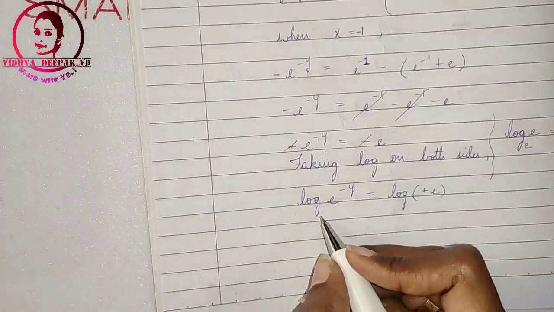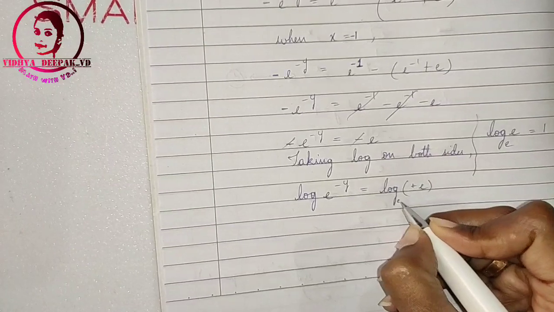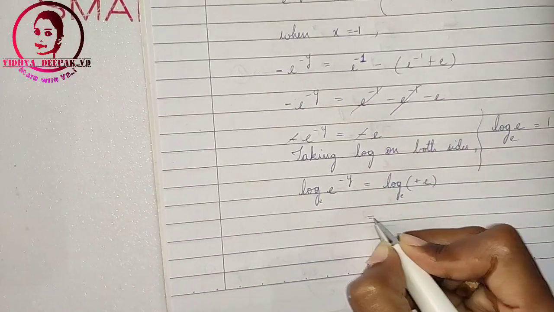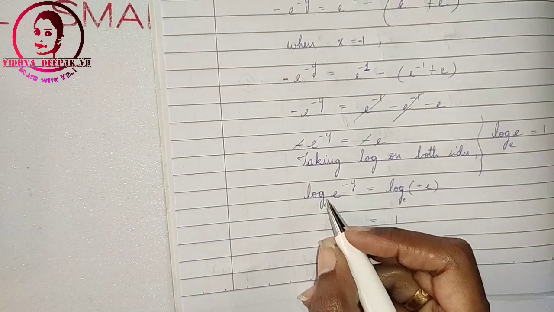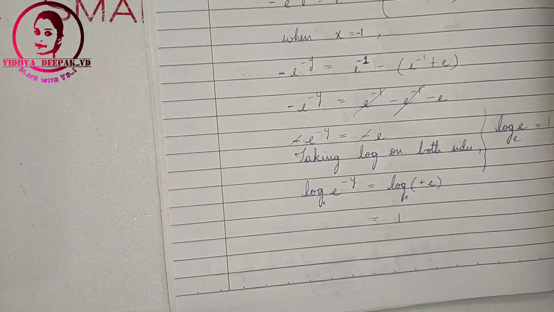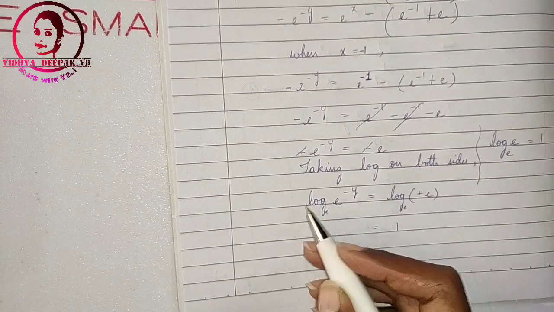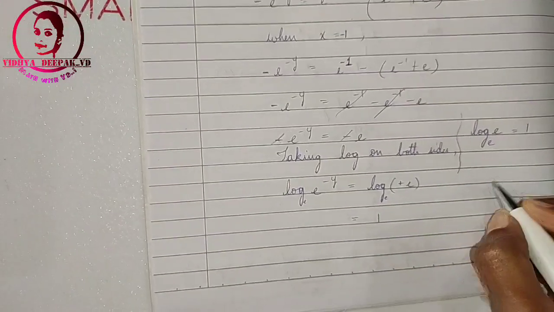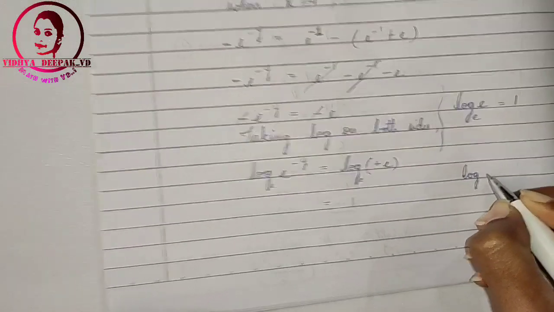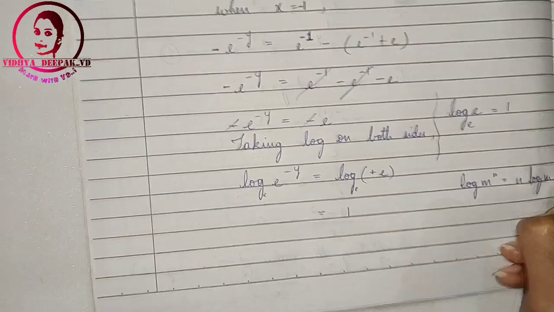So we have log of e to the power of minus y is equal to log of e. That means this is base e, right? So log e base e is 1. All of you know that. Here I am using the formula log m power n. What is log m power n? Log m to the power of n is nothing but n log m, right? It is n log m.